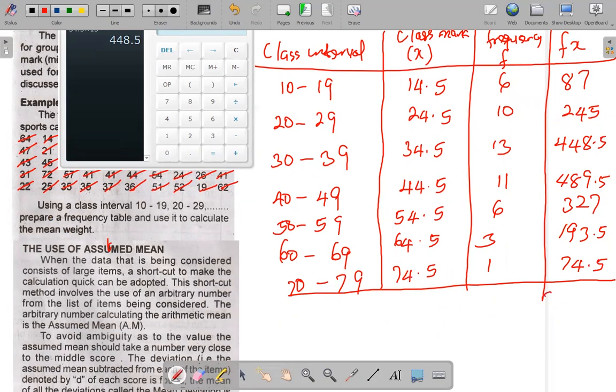Summation fx is the addition of all these items in this column, which give us, let me write it down because that space is too small, 1865. When we add up all of these numbers, we have 1865. Then summation F, of course, you can even get that from the question because the question says the mass of 50 students. To confirm that, you can add up by yourself with your calculator. So the whole of this should be 50.